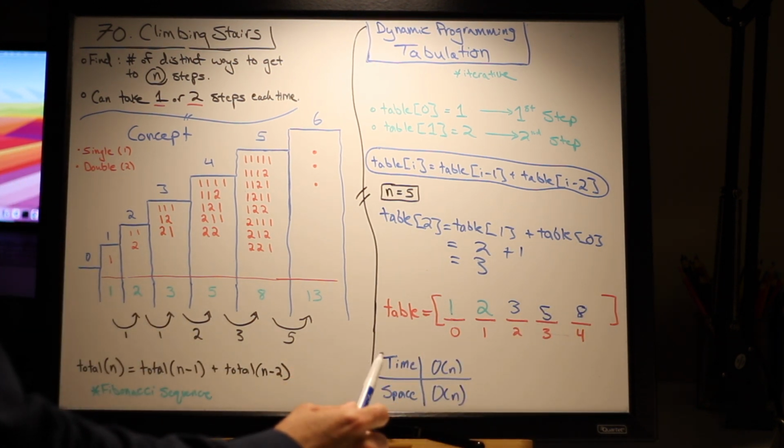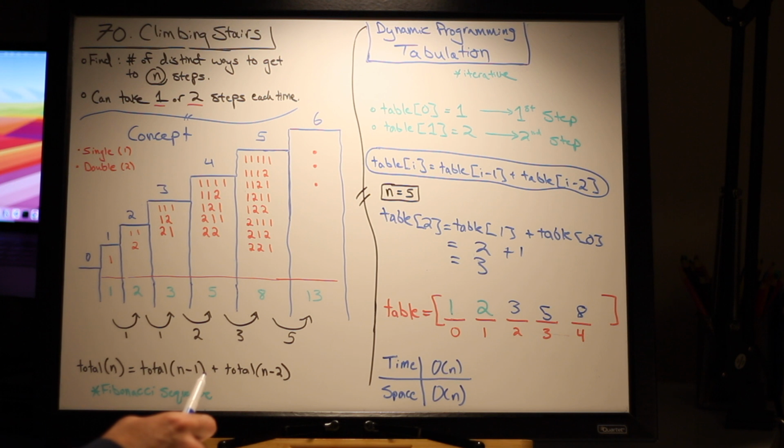The time complexity of this approach is O of n, linear, and this is because the loop iterates n minus 2 times, where n is the input size. The number of iterations increases proportional to the input size. The space complexity is also O of n, linear, and that's because the size of the table array directly corresponds to the input size n. It requires additional space proportional to the input size.